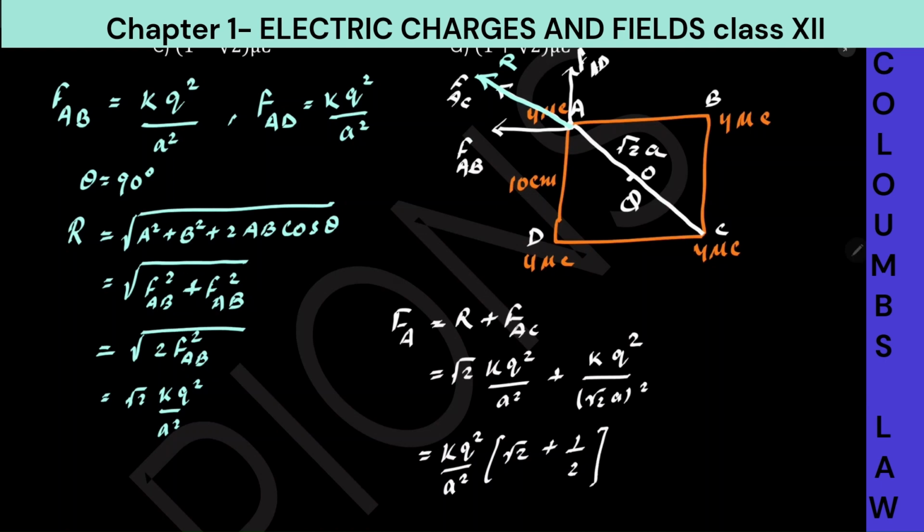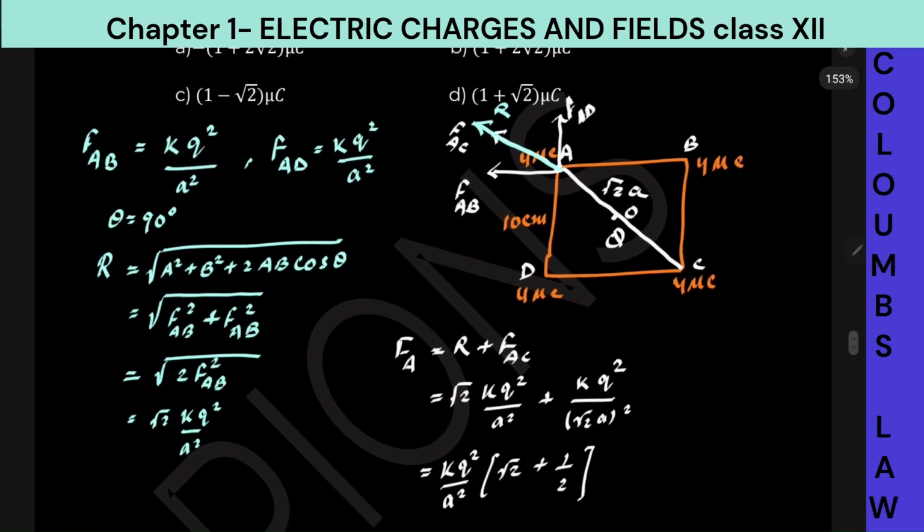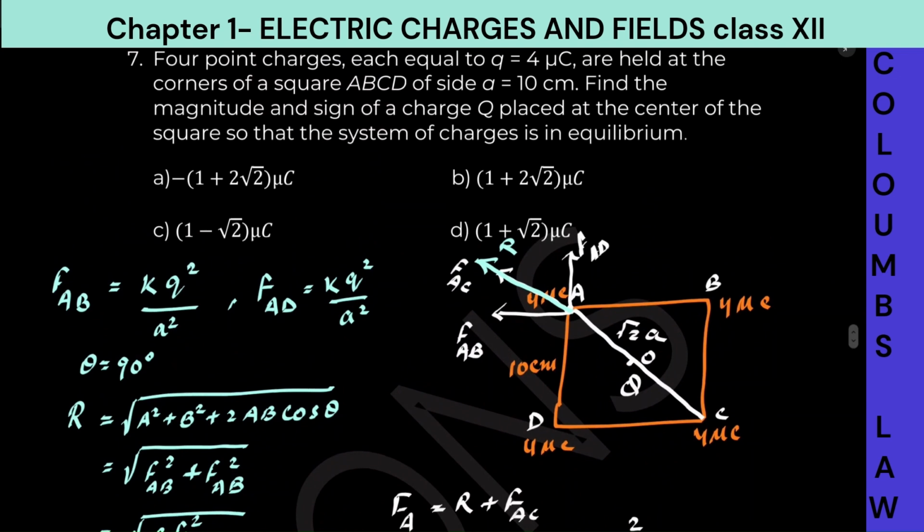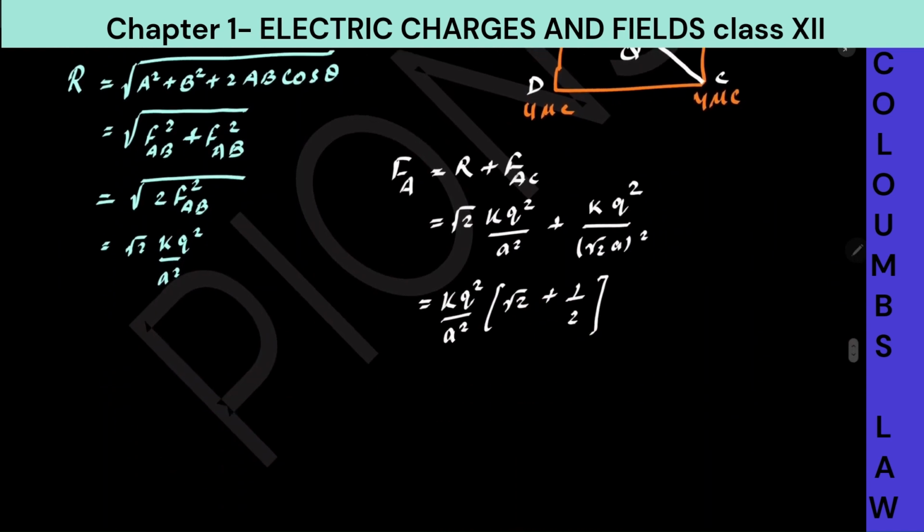Now the question, let's read the question. You can choose even B, C, anyone. So the question says, find the magnitude and the sign of the charge Q, which is placed at the center of the square so that the system of the charge is in equilibrium. Now this FA is the net force acting due to B, C and D. This must be equalized by the force acting between A and the center. What is that? It is K, let me write here Q. Capital Q is the charge at the center.